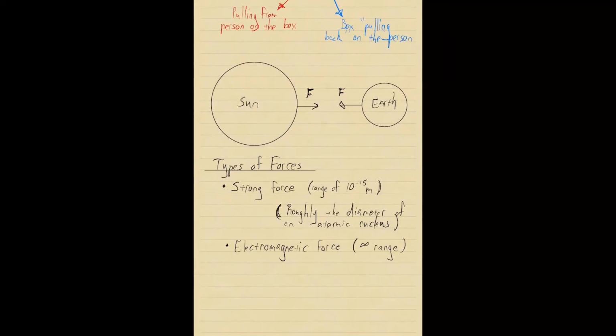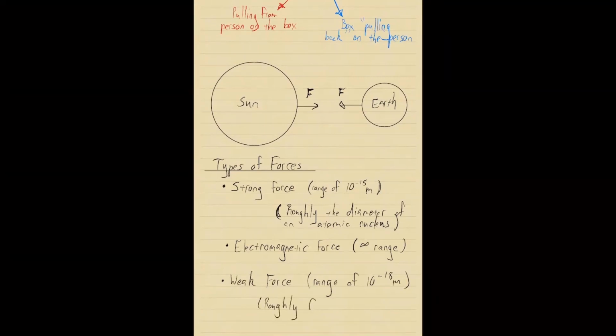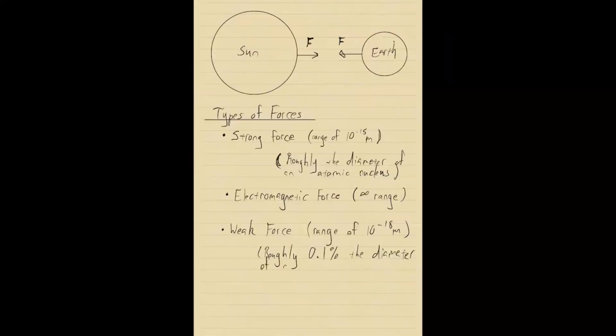So next up we have the weak force. That has an effective range of about 10 to the negative 18 meters, which is roughly 0.1% the diameter of a proton. So this is really, really small scale stuff.